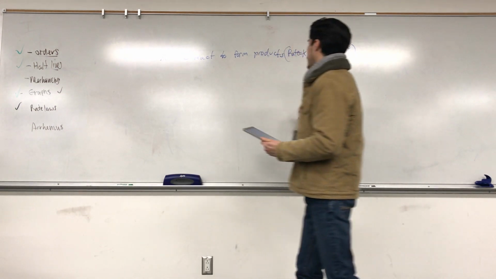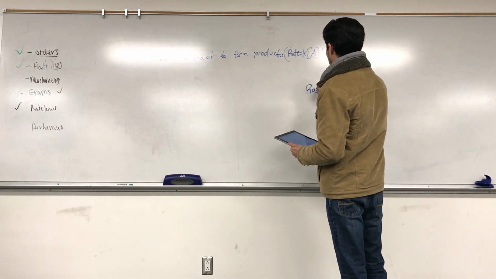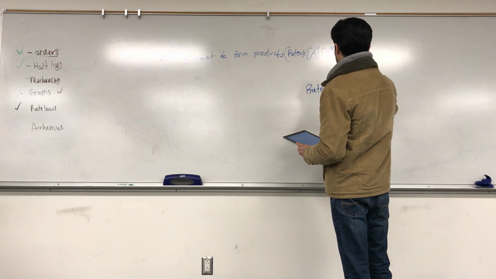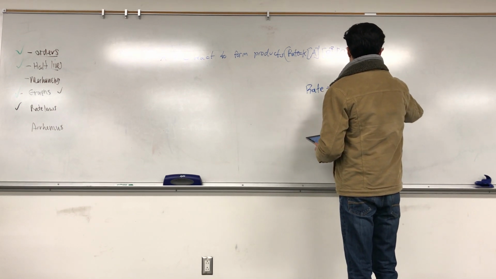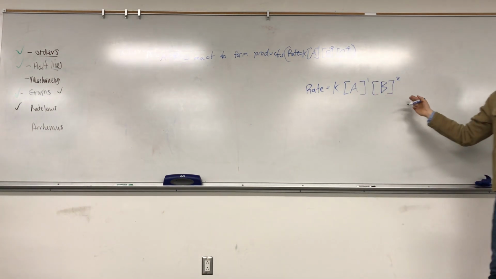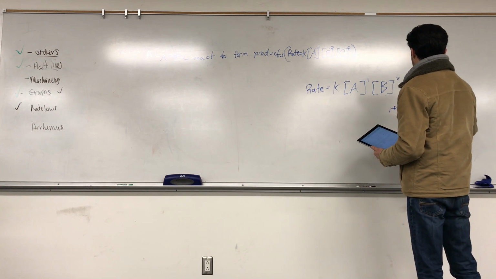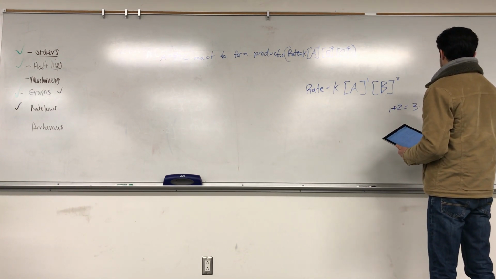Okay, then part B says, what is the overall rate? So we have rate equals A. Right, so what is our overall rate? Three, right? Just one plus two plus zero. Three overall, right?